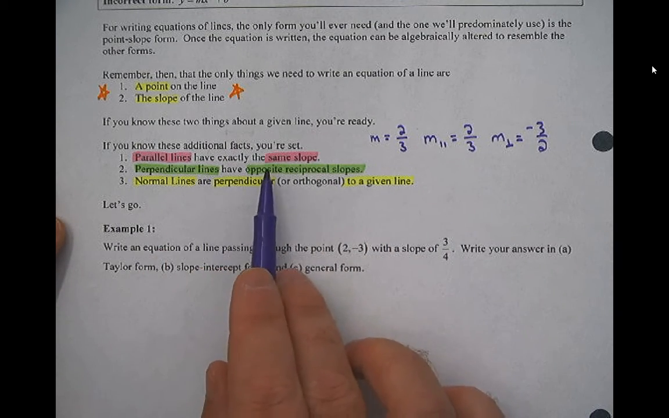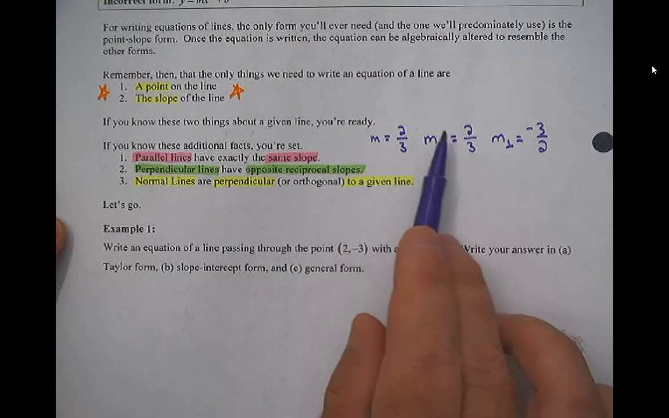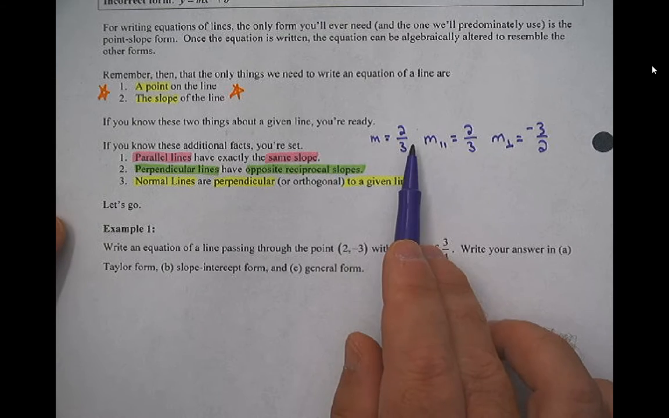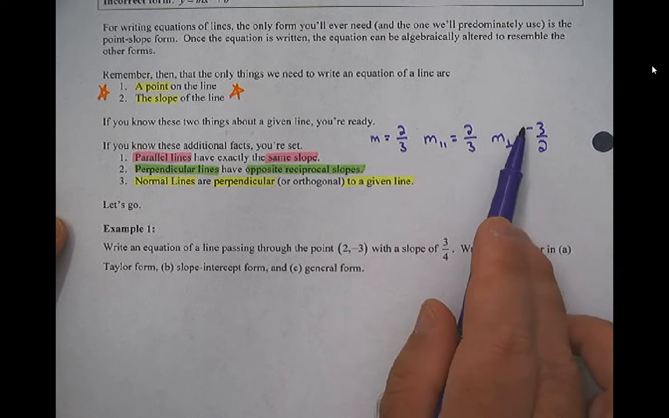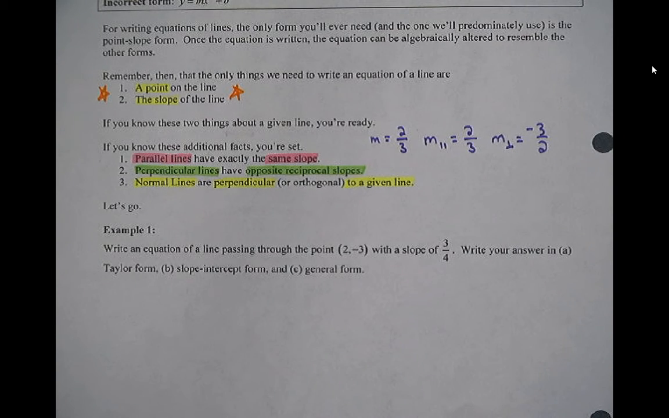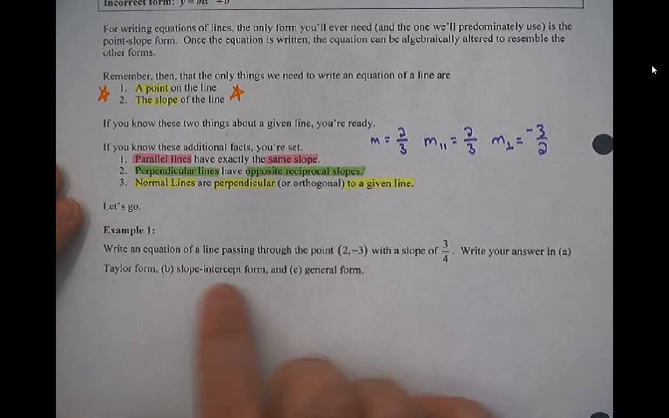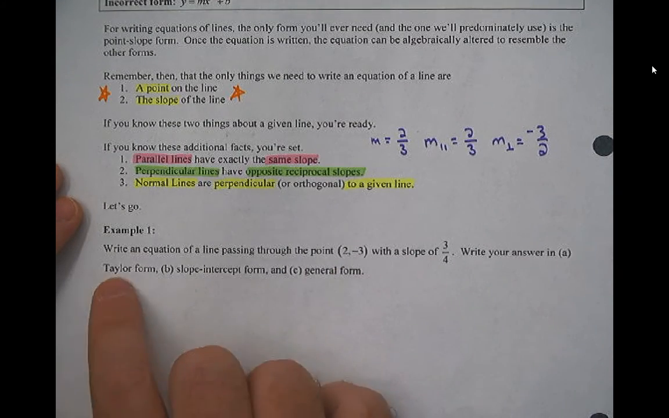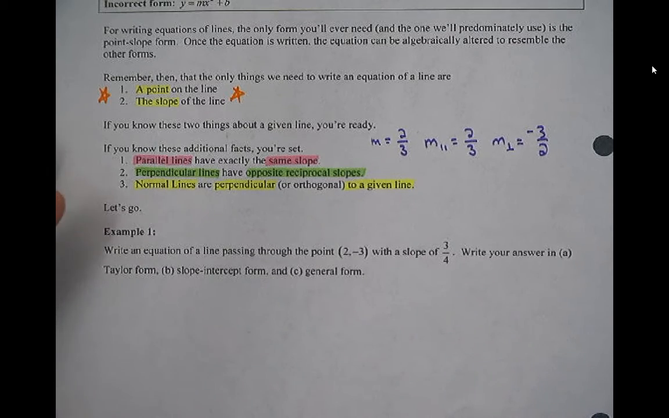Perpendicular have two things, opposite and reciprocal. So I took this number, it was 2/3, and I made it negative. And I took the fraction 2/3 and I reciprocaled it to 3 over 2. So let's get into it. Write an equation of a line passing through the point (2, -3) with a slope of 3/4. Write your answer in Taylor form, slope-intercept form, and general form.